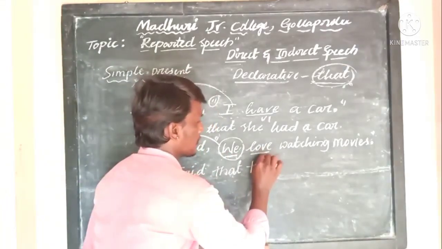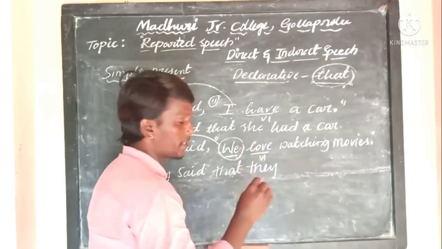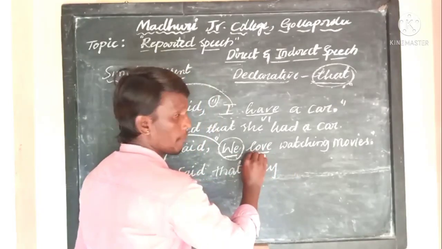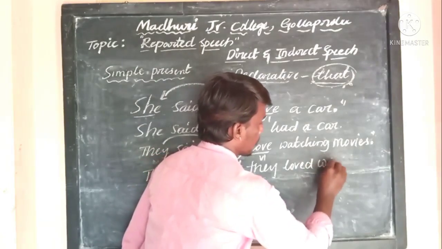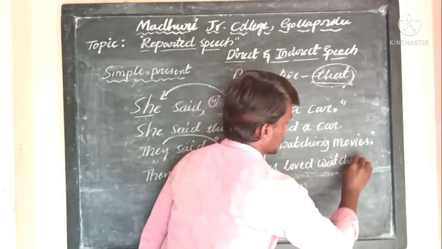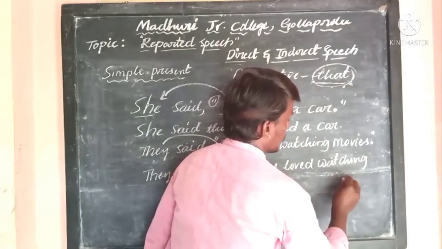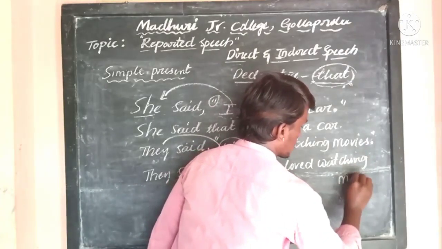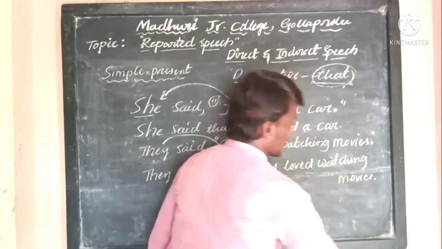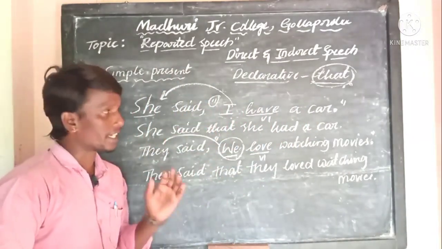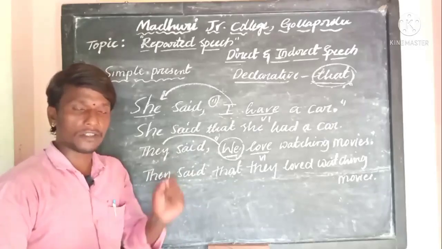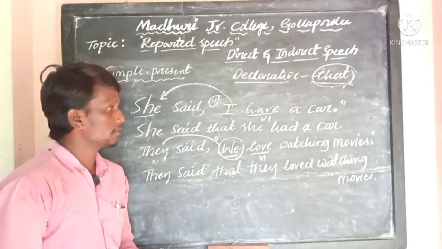And here it is in V1, so we should write the past form of the verb love, so that is loved. And complete the rest of the sentence as it is without any changes. They loved watching movies. Full stop. And this is how we need to change direct speech into indirect speech, keeping all the rules and regulations in our mind. Okay.